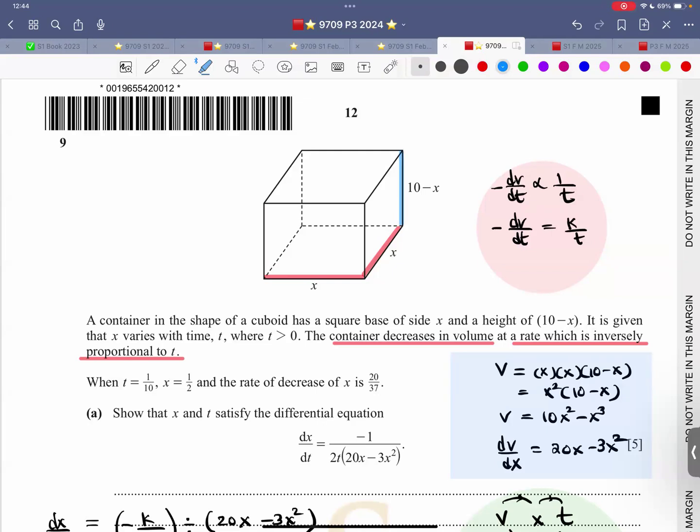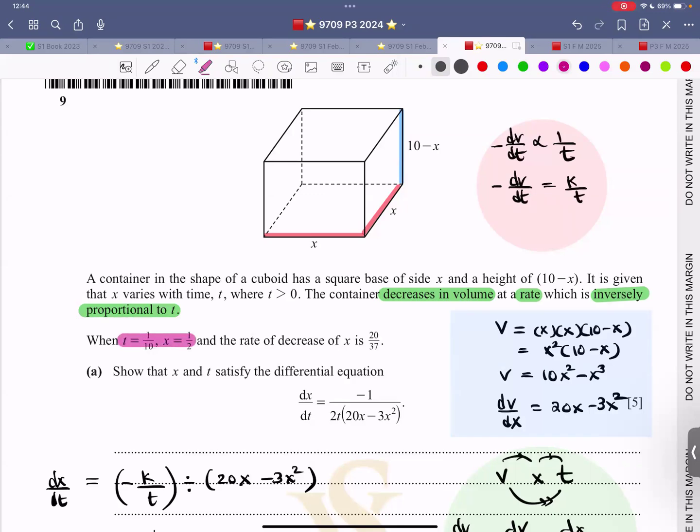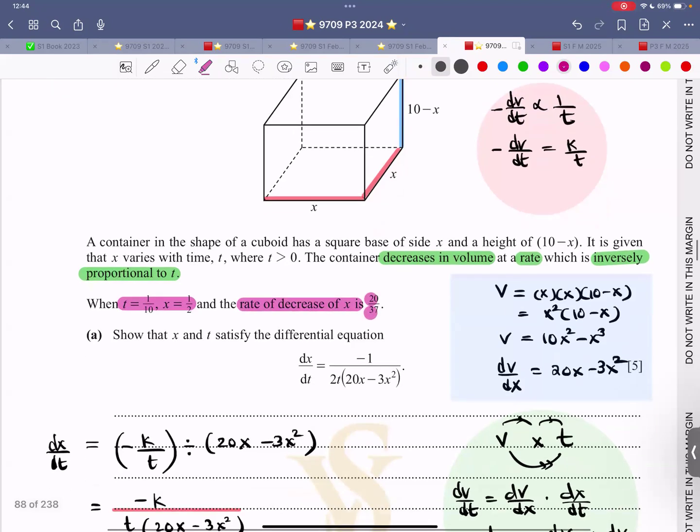Now it says it is given that x varies with time t, where t is positive. The container decreases in volume at a rate which is inversely proportional to t. So make sure that you highlight this. And then we have this condition: when t is 1 over 10, x is half, and the rate of decrease of x is 20 over 37. You have to take care of a lot of negative signs.